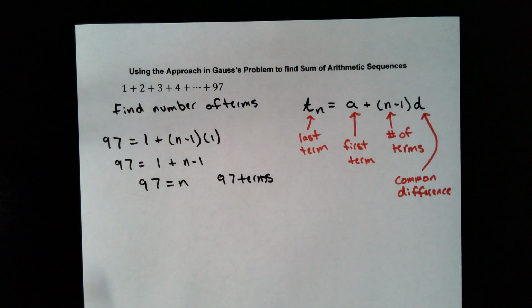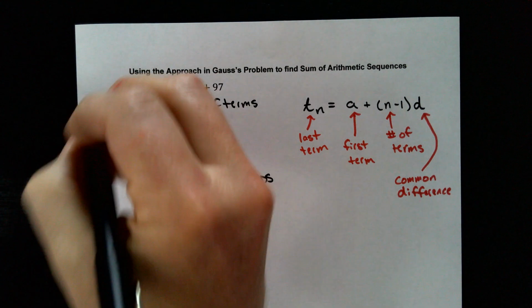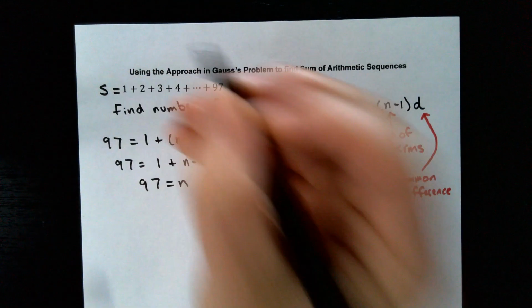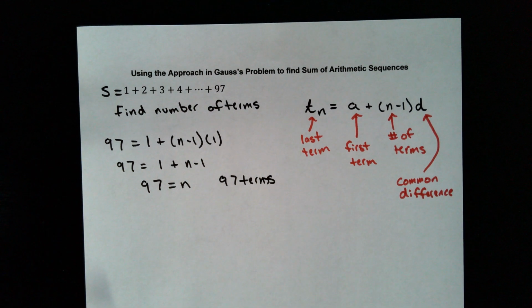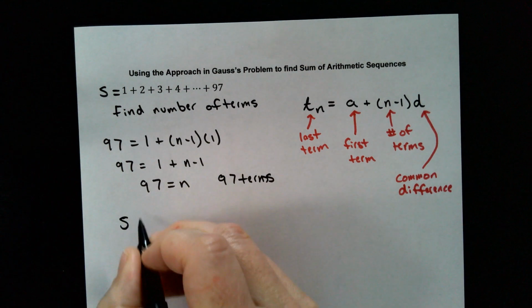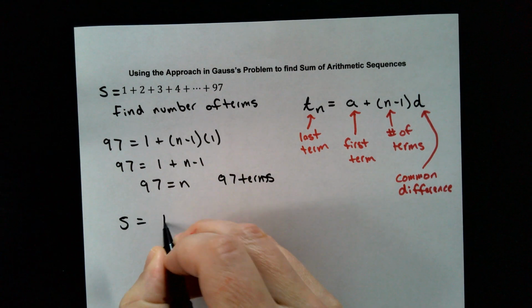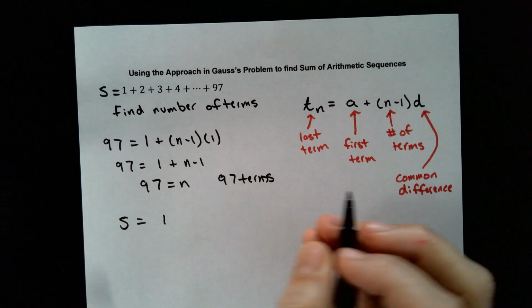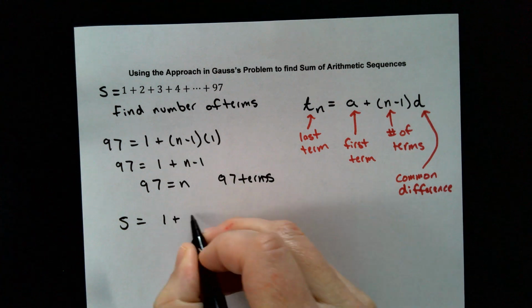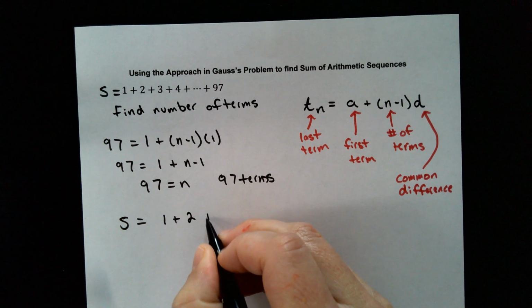Now that we found the number of terms in the problem, now we can sum. So let's call this S. S is equal to the sum of 1 plus 2 plus 3 plus 4 plus all the way to 97. What we're going to do is look at that and pair off the first and last, and then the second, and then the second to last, and so on. So let me write down a few of these terms to show you what I mean.